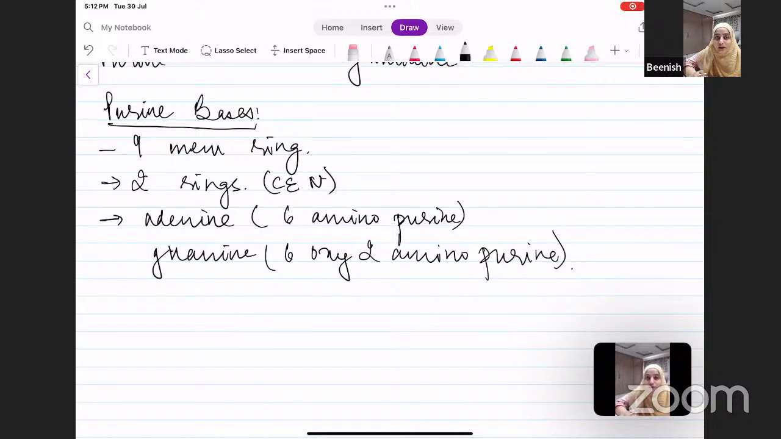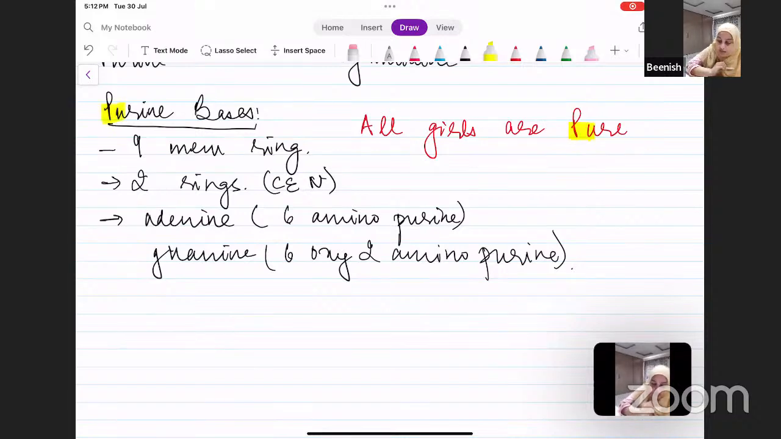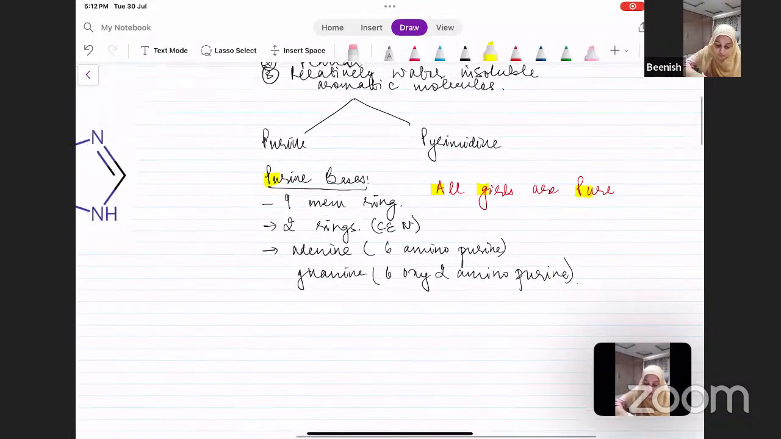To remember your purine bases, because usually students get confused whether cytosine is a purine, whether adenine is a purine, or it is a pyrimidine, there's a mnemonic that I'm giving to you. All girls are pure. Now, Pu is for purine, A for adenine, G for guanine. So just remember this mnemonic, all girls are pure. Pu is for purine, so your purine has adenine and guanine. That is the mnemonic to remember.